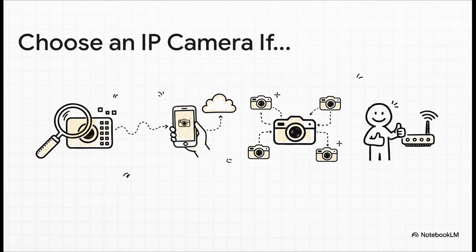Well, choose an IP camera if you absolutely need the highest possible image resolution. Think a retail store where you need to see every little detail. Choose IP if you want that amazing remote access, the ability to check in on your property from your phone while you're on vacation. It's also the way to go if you think you'll want to add more cameras later on. They're super easy to scale up. And, of course, you should be comfortable with some basic network setup. If that sounds like you, IP is your game.